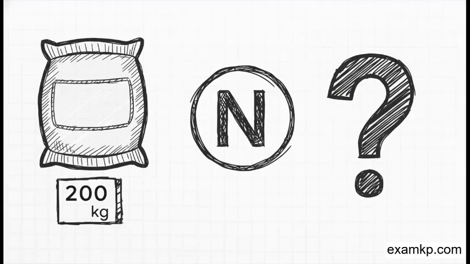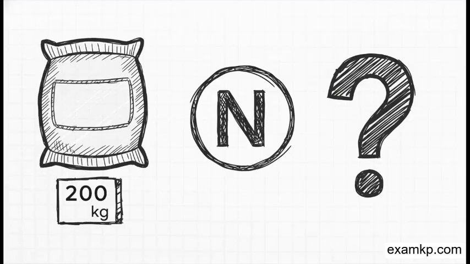We have an NPK fertilizer with a 15-15-15 ratio. Now, what does that mean? It means it's 15% nitrogen, 15% phosphorus, and 15% potassium. The question says 200 kilograms of this fertilizer is used. It then asks, what is the mass of just the nitrogen?